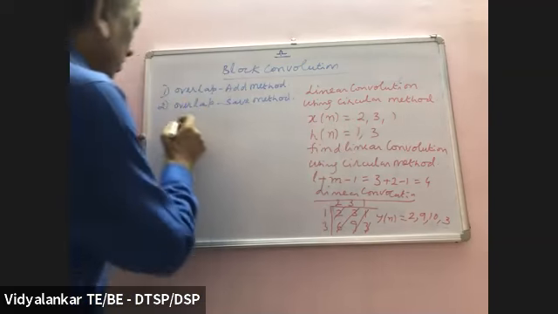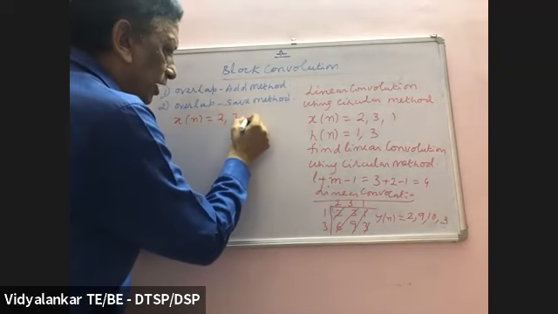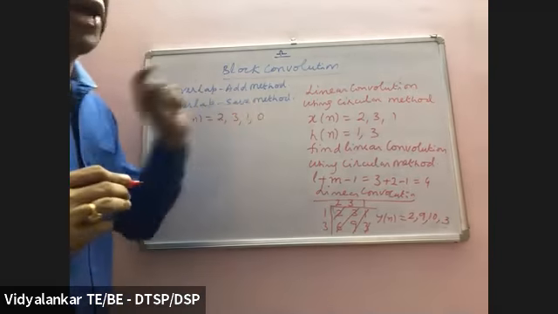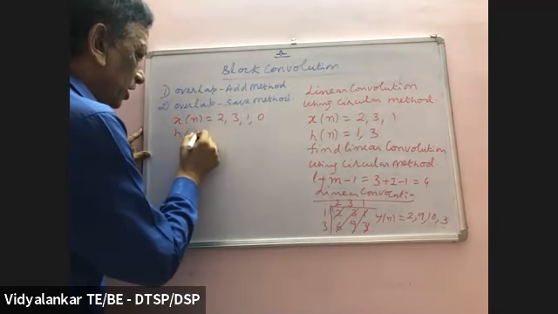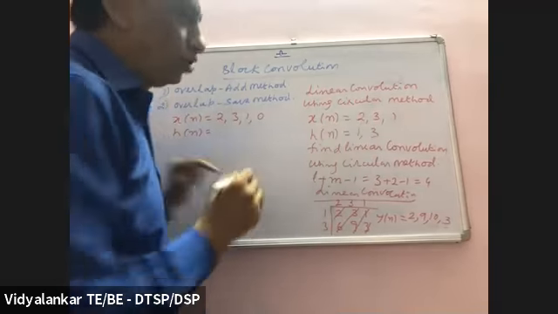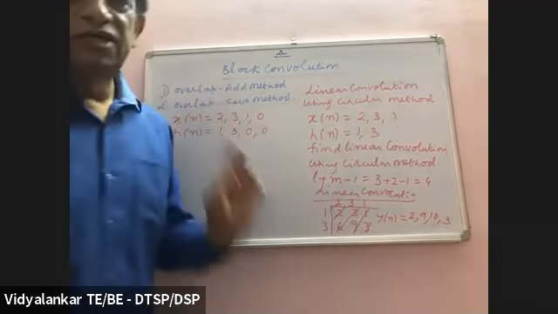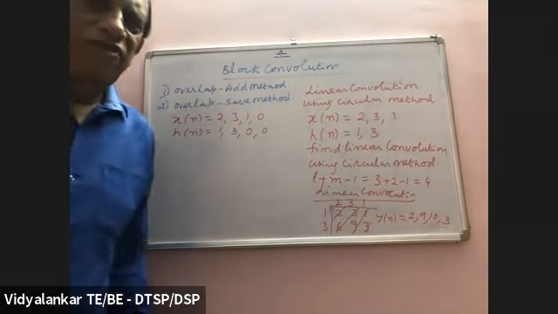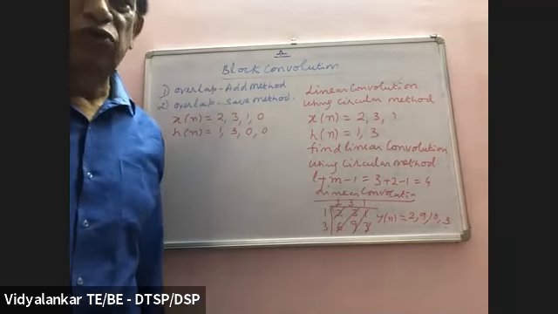So what will I do? In x of n, 2, 3, 1 is there. Then I will add 1 more zero, making 4 points. Similarly, in h of n, we have only two values, so I will add 2 zeros, so that both of them have 4 points. Then only in circular convolution can we get 4 outputs.